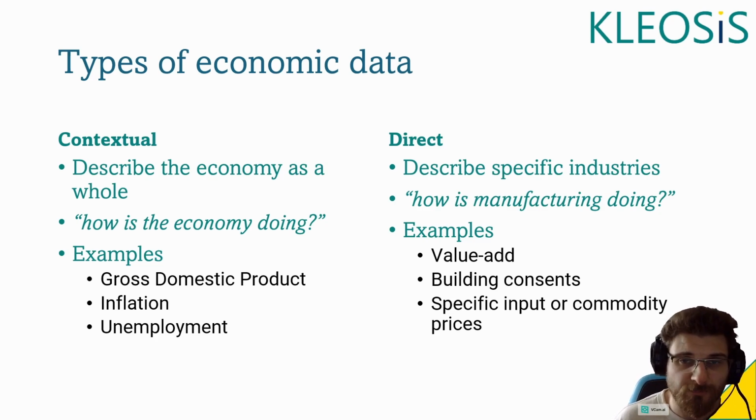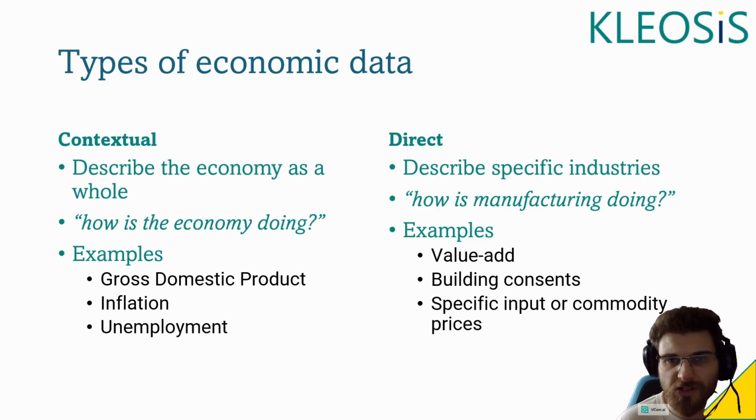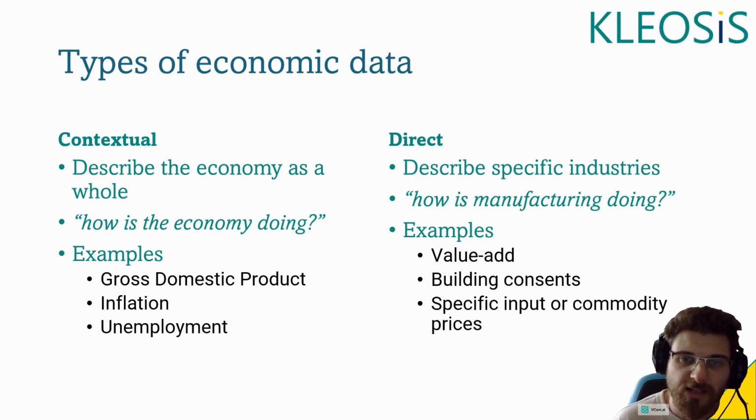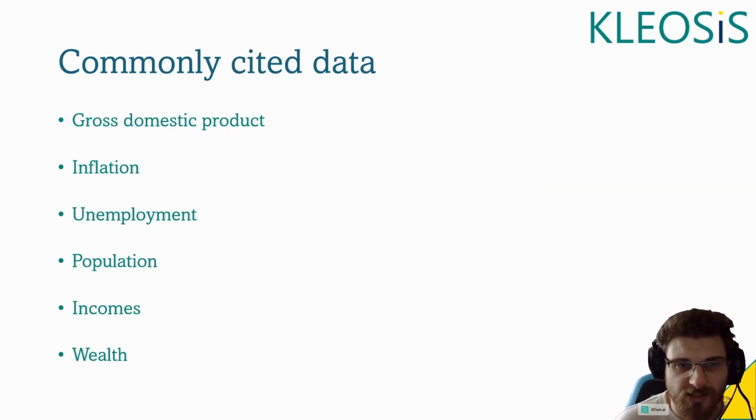And then the second grouping I've made is the opposite end of the spectrum, where it's much more focused, and so I've called it direct data. So this is going to be describing very specific industries, or specific areas. So it's going to be answering questions such as, how is manufacturing specifically doing? And some examples of these statistics are value add, building consents, and prices of specific inputs or specific commodities.